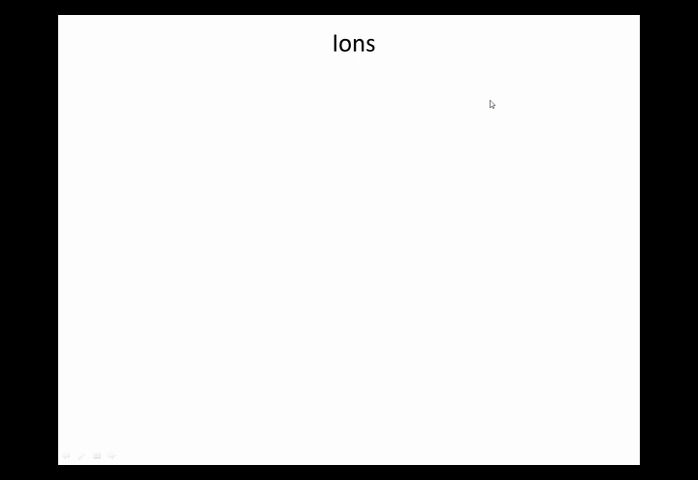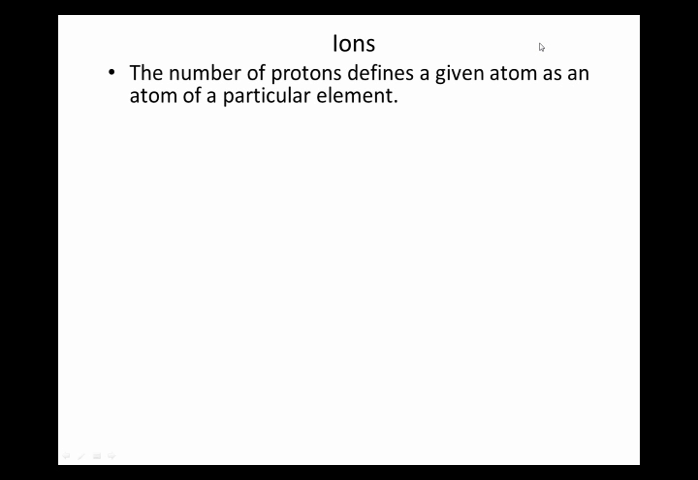Okay, so today I'm going to talk about ions. Since what we're building up to is the ionic bonding model, I figure now's a good time to talk about ions and what ions are. Back in chapter 3, we said that the number of protons defines a given atom as an atom of that particular element. This is not the case for electrons. The number of electrons is not what dictates the element that an atom is. It's the number of protons only.